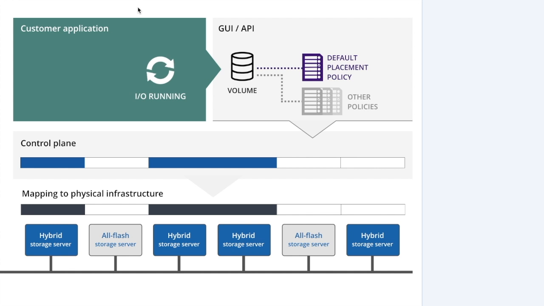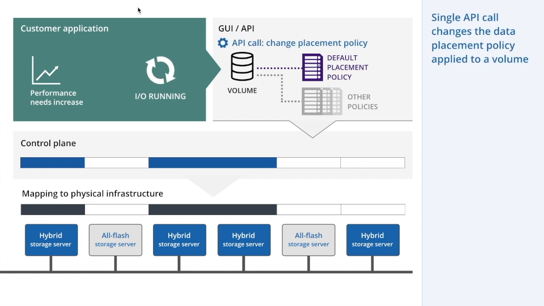Now, let's say that later on, the app has been running for a while, but the performance demands of the application increase to the point where you actually want it running on all-flash storage, for example. So this might be something you'd expect to do manually and carefully with some downtime. You have to bring the application down on one set of hardware, move it to an all-flash array, and bring it back up. We'll see how with Datera, this is actually just done in a single API call.